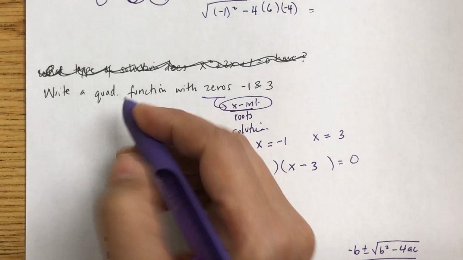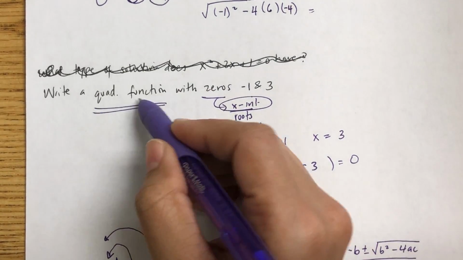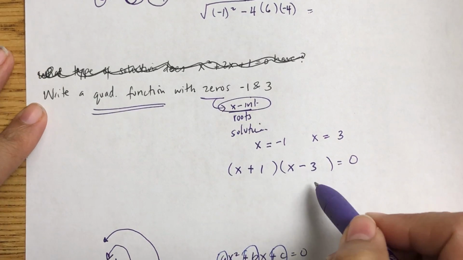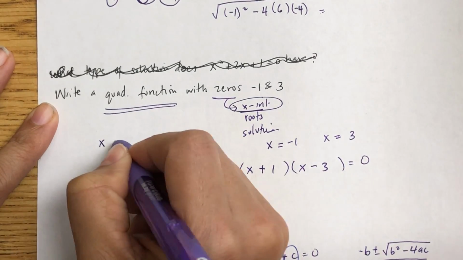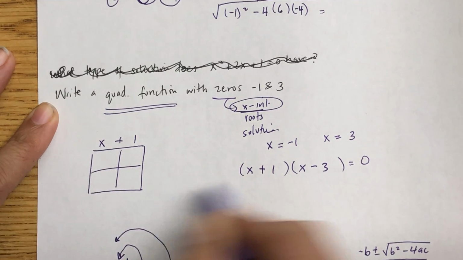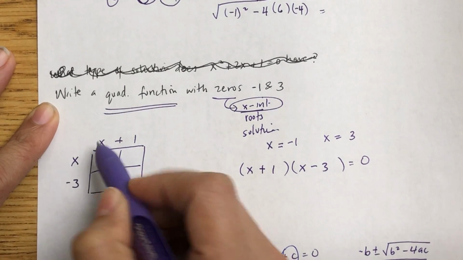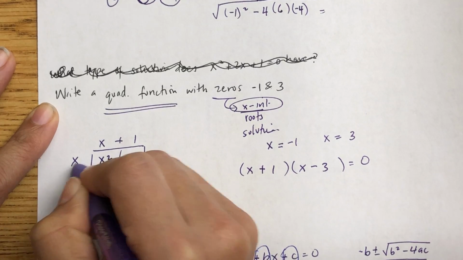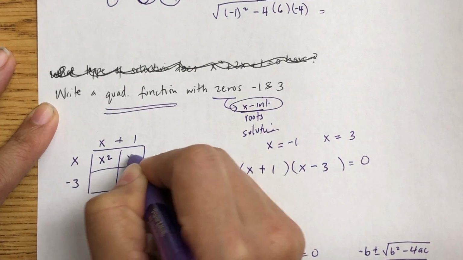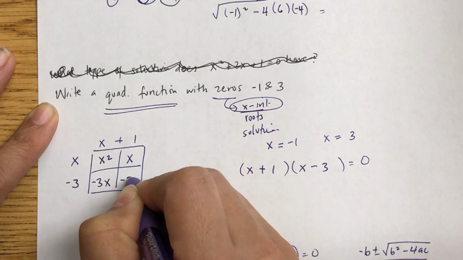Once I have that, since I'm writing a quadratic function, if you told me in factored form, this is what it would be, but since I'm writing a quadratic function, I have to multiply these out. So I have x plus 1 and x minus 3. X times x is x squared. X times 1 is 1x. Negative 3 times x is negative 3x. Negative 3 times 1 is negative 3.